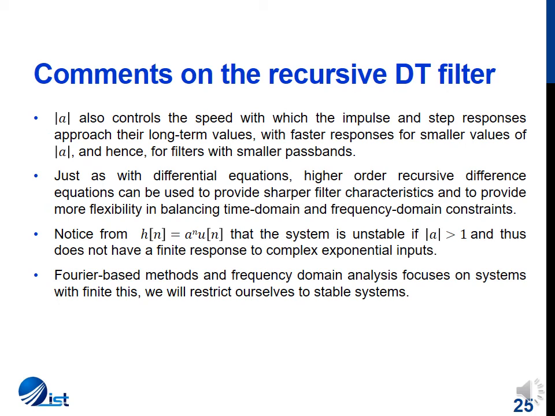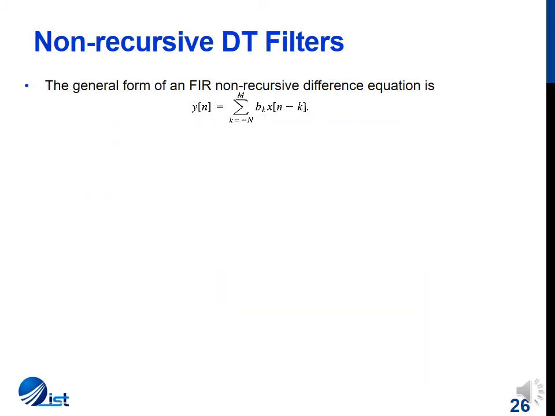The other form of discrete time filters is non-recursive discrete time filters. The general form of expression of such a filter is given by the difference equation y of n is equal to summation k varies from minus N to M, b of k, x of n minus k. As is clear from this equation, for this filter there are no delayed terms of y on the left hand side of the equation, or there are no delayed output terms. Since there is no recursion, it is known as a non-recursive filter.